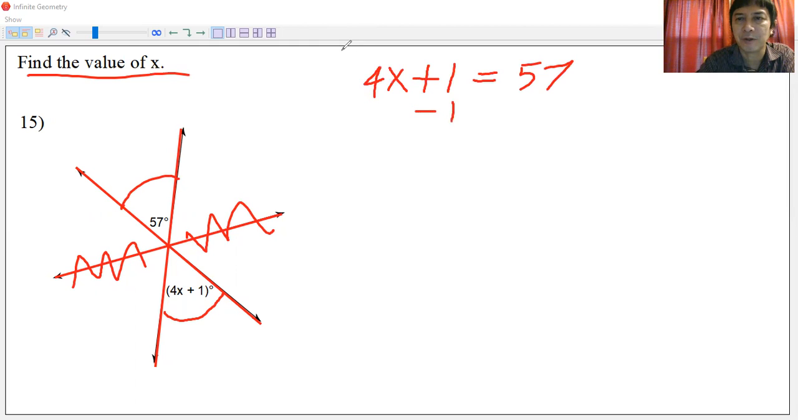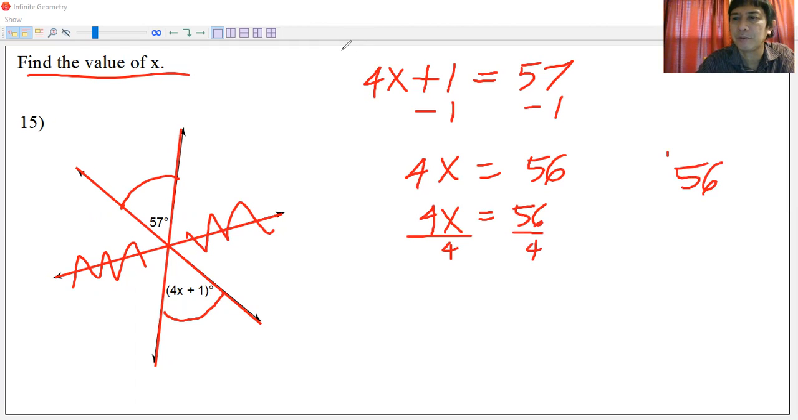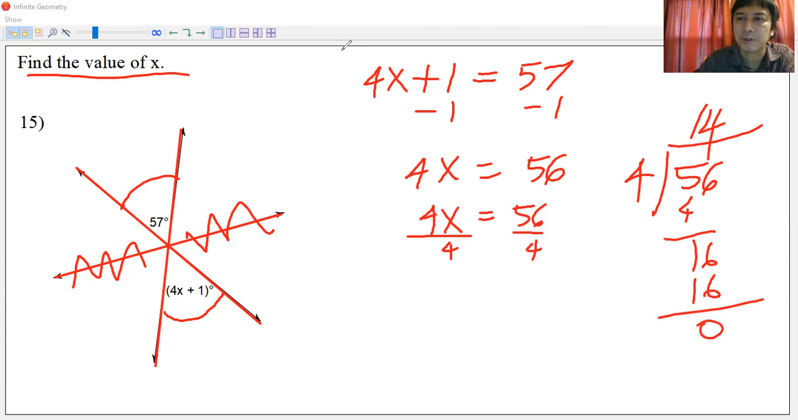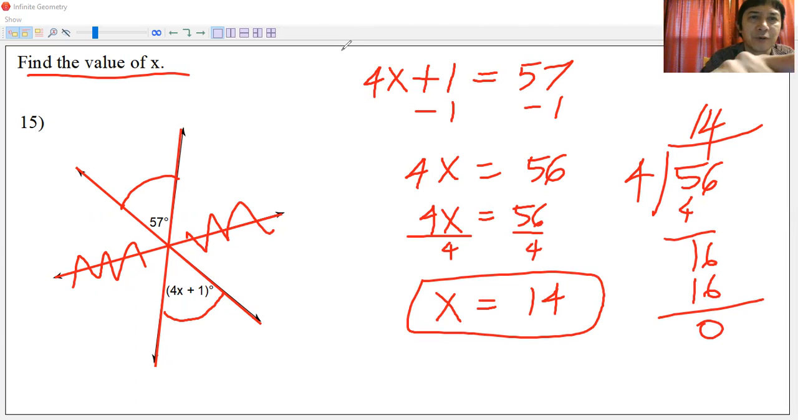So by way of subtracting 1, this results in 56, and this is equal to 4x. And then we have 4x equals 56. We'll divide by 4. You can divide this manually: 4 into 5 is 1, remainder 1, then 16 divided by 4 is 4, and you have 0. x is 14. There. And you can check and verify. That's the answer for number 15. And so we found x for number 15. Let's do the last number.